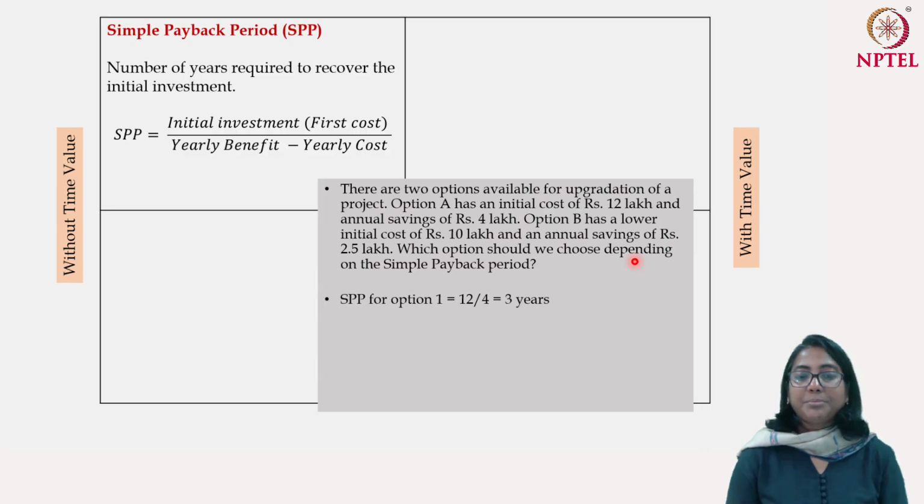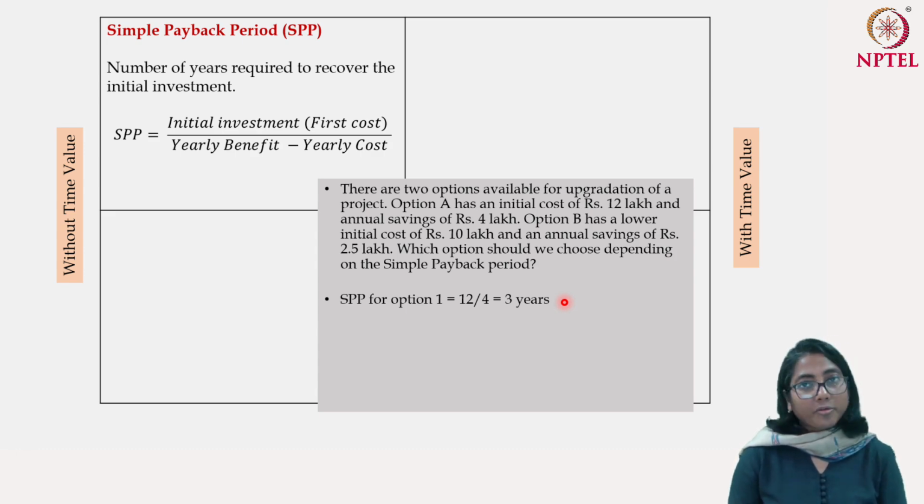For option 1, the simple payback period is given by 12 lakh divided by 4 lakh, that is 3. The interesting part is that here I have written 12 by 4. So this is 12 lakh, and this is 4 lakh per year. So the lakhs, the rupee units cancel out, and what we are left with is the unit year. So SPP is represented in terms of number of years.